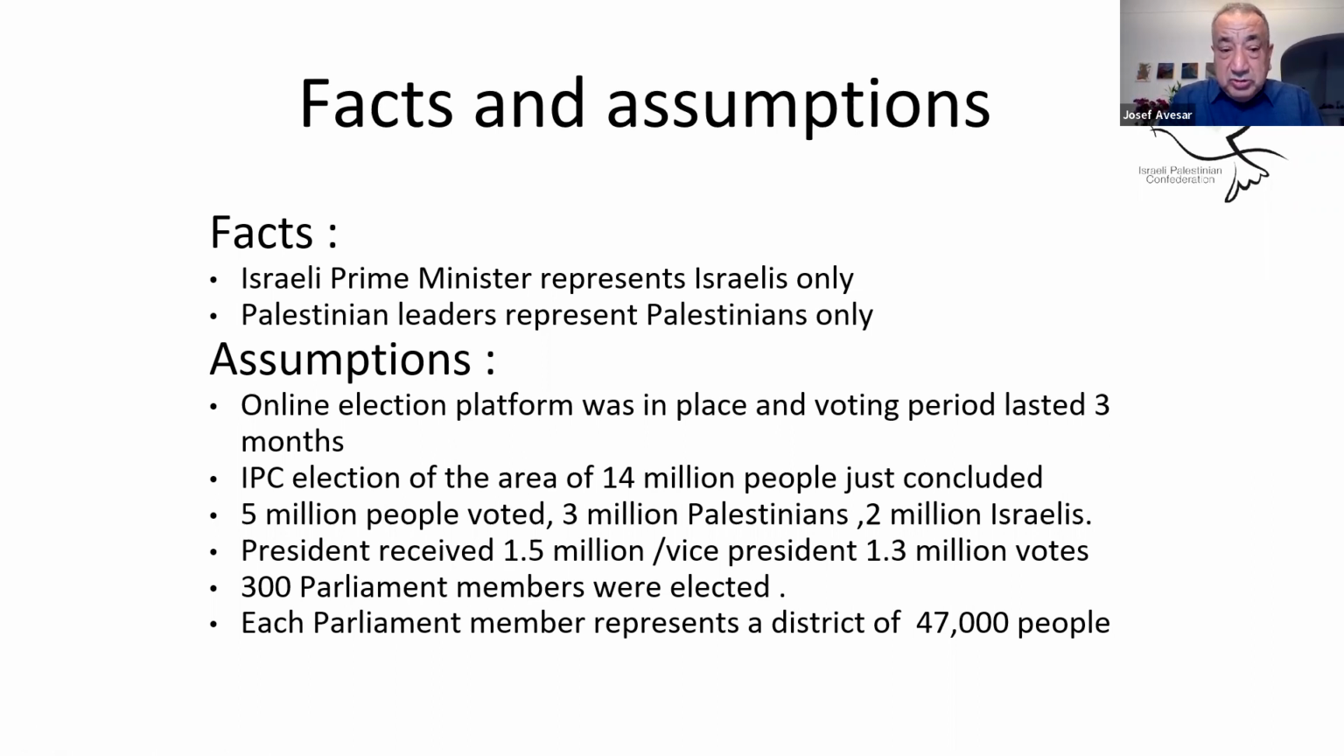I also want you to assume, for purposes of this simulation, that 5 million people have actually voted: 3 million Palestinians and 2 million Israelis. That the president received 1.5 million votes. I want you to assume that I, Joseph, was elected the president, and the vice president, a Palestinian lady, received 1.3 million votes, and we will rotate in 2 years based on the Constitution.